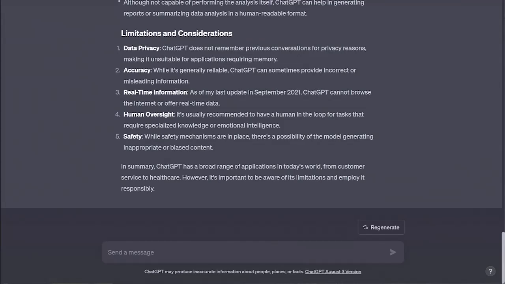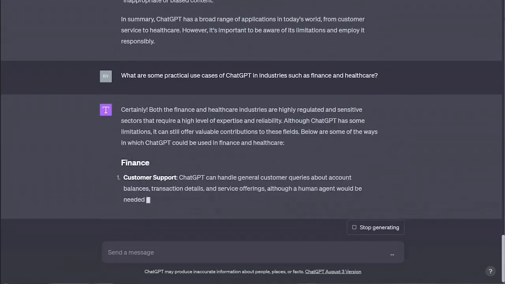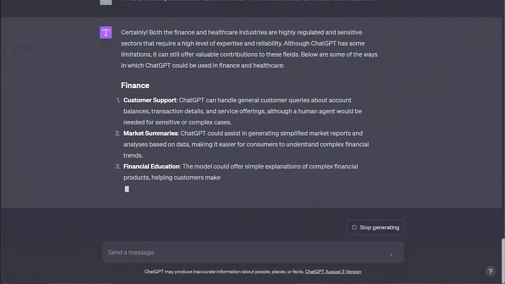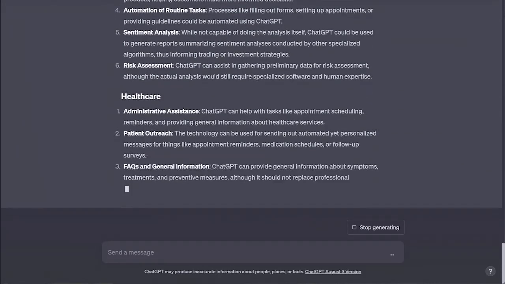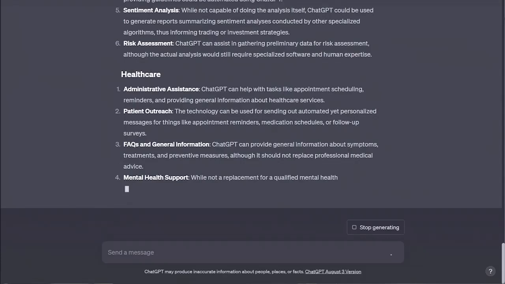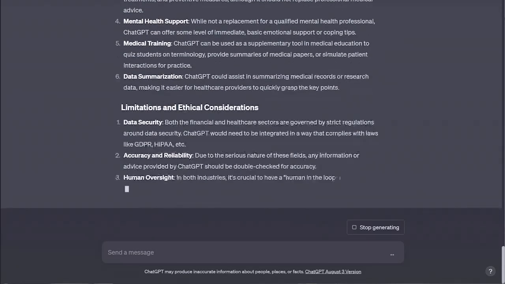To try and make our prompt more specific, let's prompt ChatGPT in the text input box at the bottom of the screen with, "What are some practical use cases of ChatGPT in industries such as finance and healthcare?" Once again, the results could take a second or two to load until fully generated. This time, however, note that ChatGPT has a more nuanced and refined response. This is due to our more specific prompt.